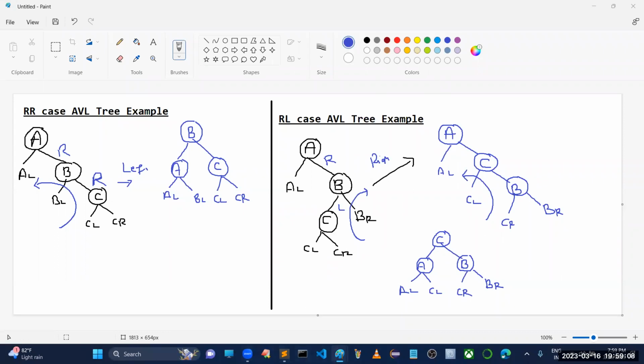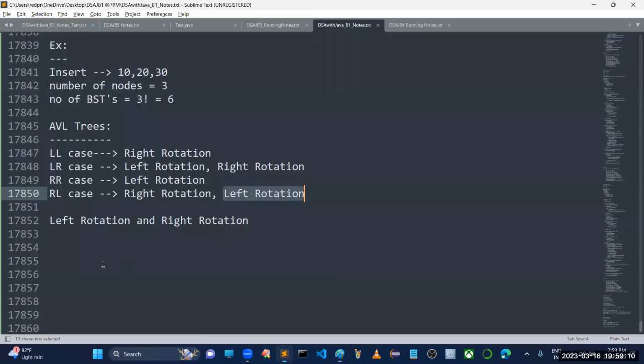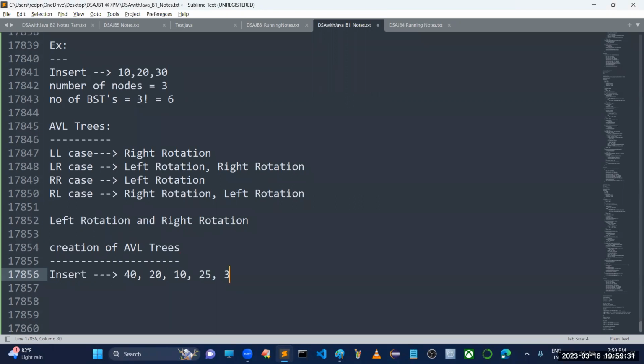So next, I want to take one more example, creation. Anyway, last example: creation of AVL trees. Tomorrow we are going to implement this one, but as of now, I'm trying to insert. So 40, then 20, then 10, then 25, then 30, then 22, and then 50. Like this, I want to insert.